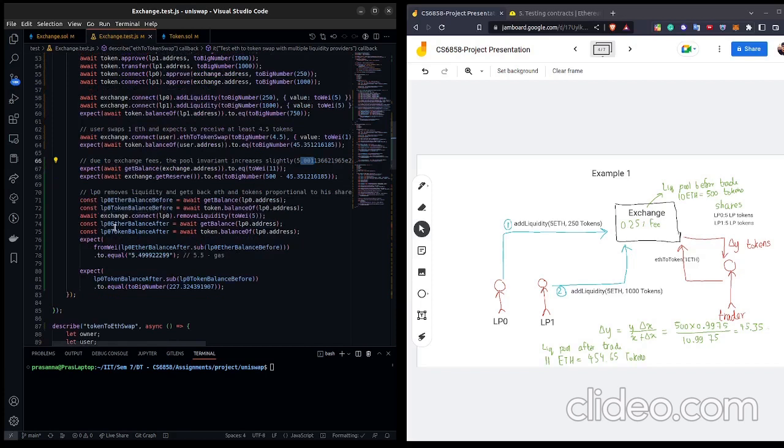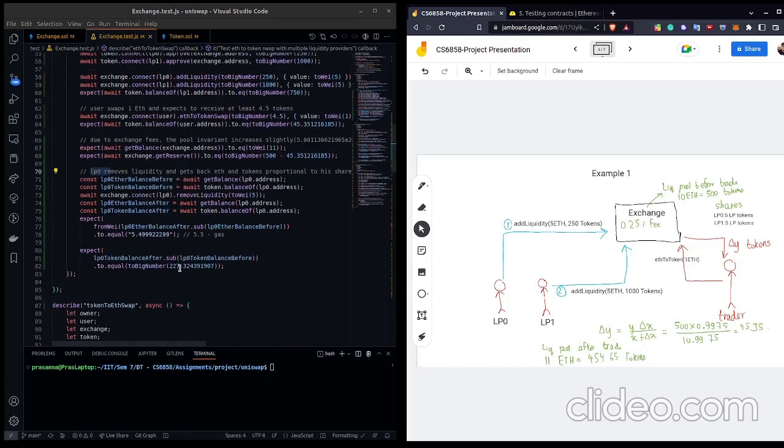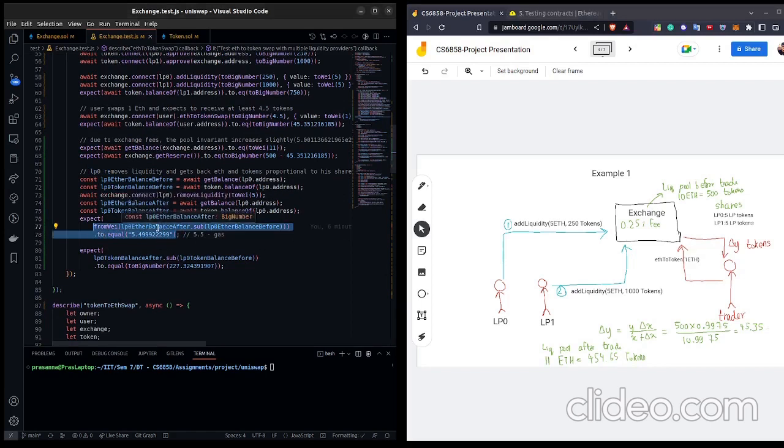Now we remove the liquidity, so LP0 decides to withdraw from this liquidity pool, and we check if half of these many ethers and half of these many tokens are returned back to the liquidity provider who decided to quit. This is 5.5 minus the gas, so these many ethers are returned back to LP0, or this is the increase in the ETH balance of LP0, and this is the increase in the token balance of LP0.